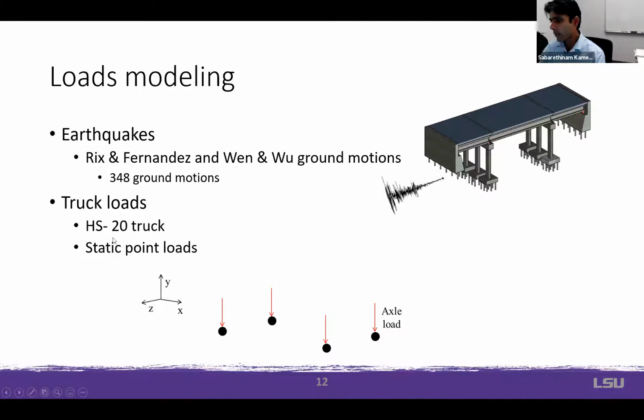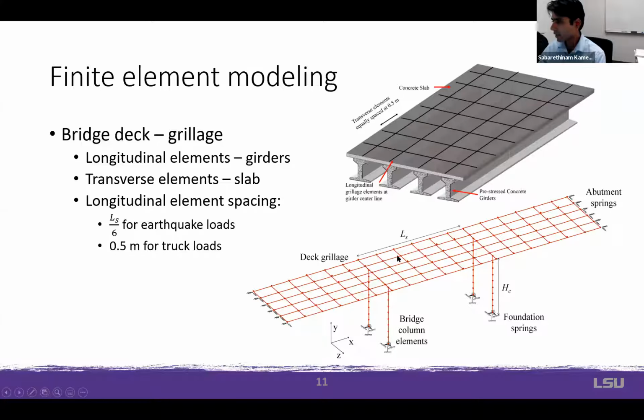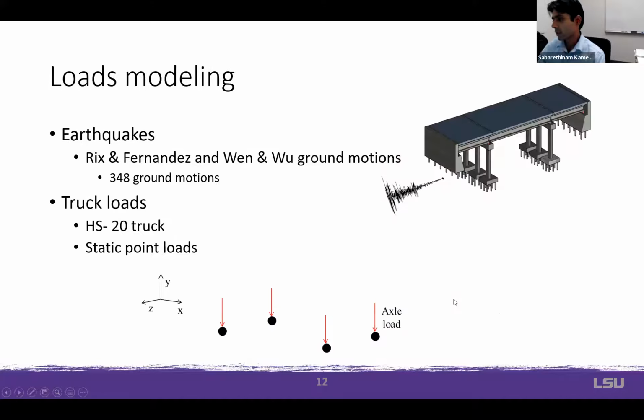And for truckloads, we consider an HS20 truck, and we assume that it's a static point load as far as modeling is concerned. So we just put these point loads on the deck grillage anywhere in the grillage here, and determine what is going to be the performance of the deck and the bridge as a whole, including columns and bearings and all other components.